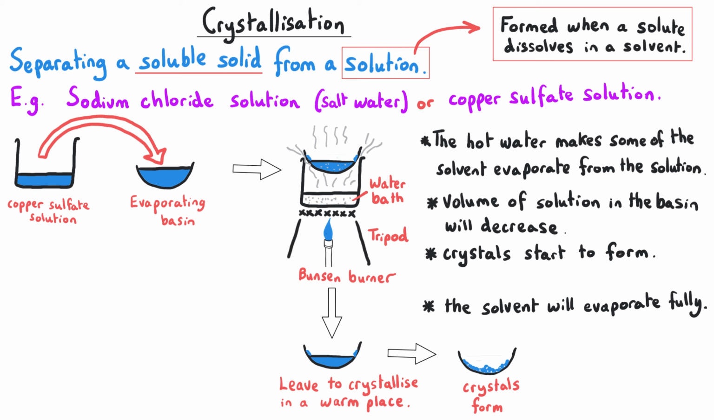It will take place faster if you put your evaporating basin somewhere warm or on a window ledge in direct sunlight. We can also dry the solution in some kind of drying oven, so that's an oven that's not too hot, or a desiccator. Either of those, the solvent will gradually evaporate from the solution and we'll be left with crystals of our copper sulfate, for instance.